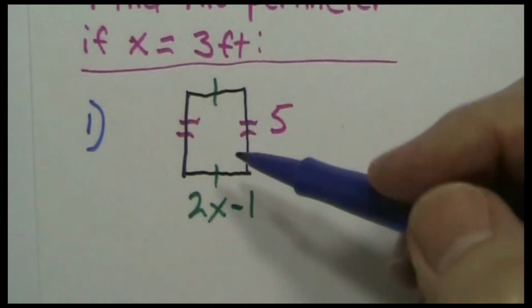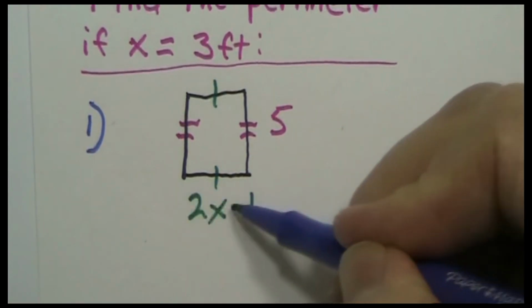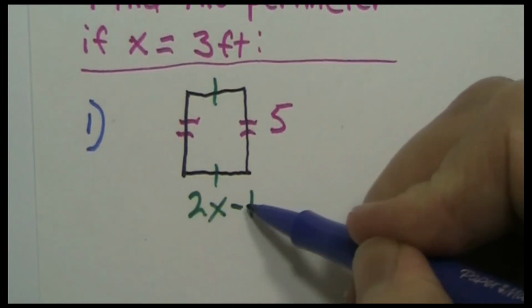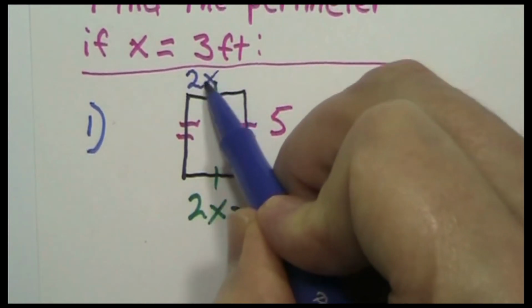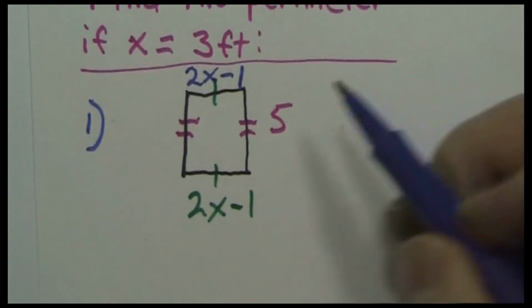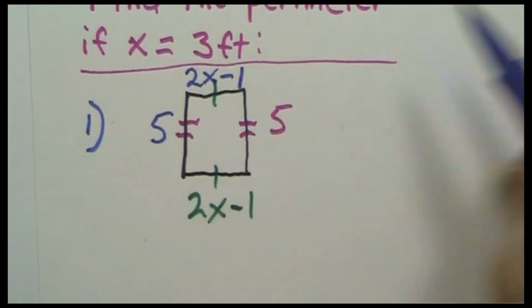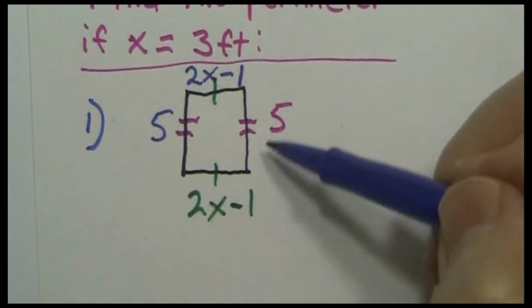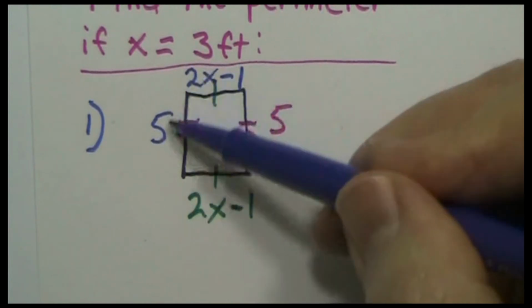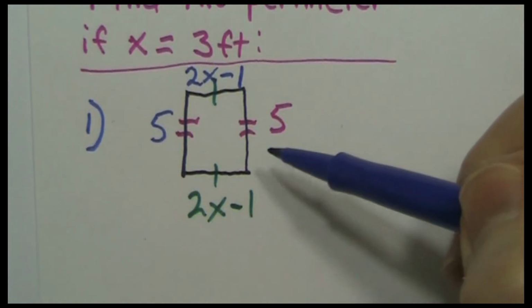All right, so perimeter is going all the way around. And if this side right here is 2x minus 1, then that means this side here, and I'm going to write this, you don't have to if you don't want to, 2x minus 1. And if this side is 5, then that means this side is 5. Okay, now perimeter is going all the way around. So we need to add all this up together, combine all this up together to get the expression.